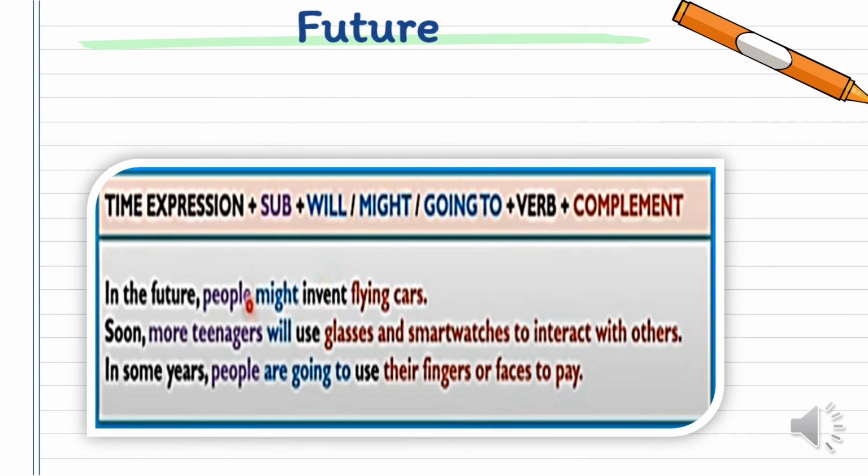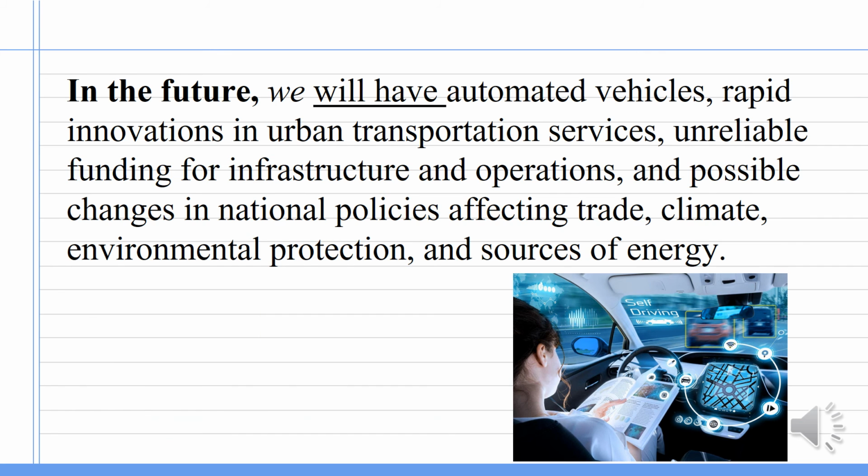Okay, class, here we have one more sentence as an example of how to use time contrast and future. In the future, we'll have autonomous vehicles, rapid innovation in urban transportation services, unreliable funding for infrastructure and operation, and a possible change in international policies affecting trade, climate, environmental protection, and sources of energy.